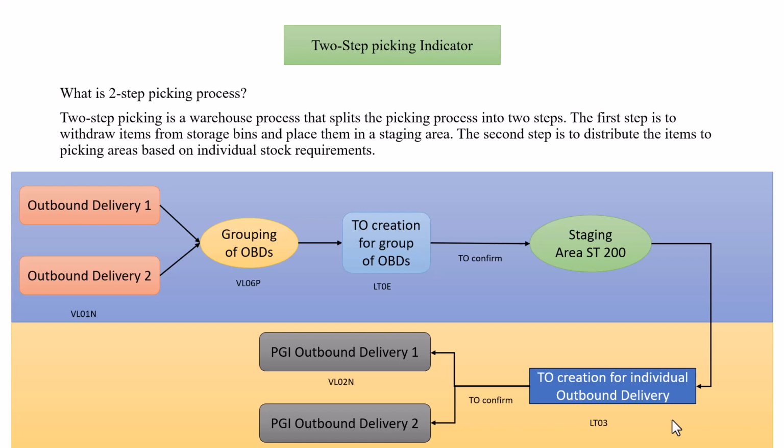So a warehouse worker goes to the storage bin and picks 150 quantities from the storage bin and comes to the staging area. And from the staging area, we can process the different outbound deliveries individually. So I hope you have understood the indicators and their roles in our warehouse management.